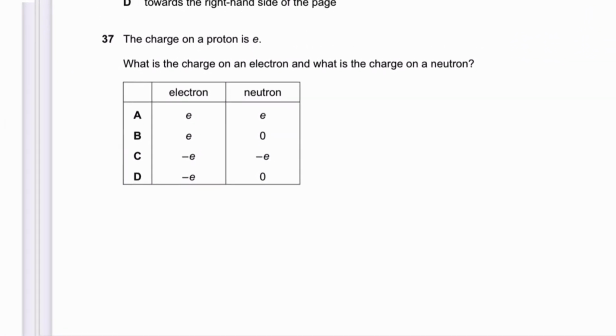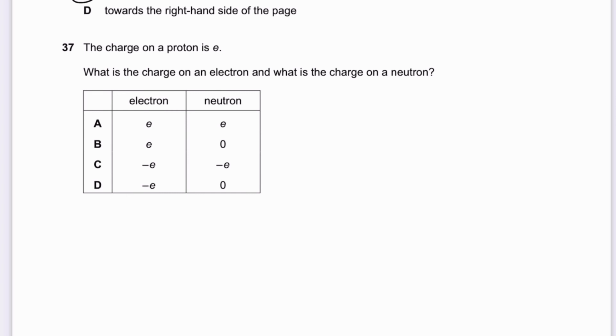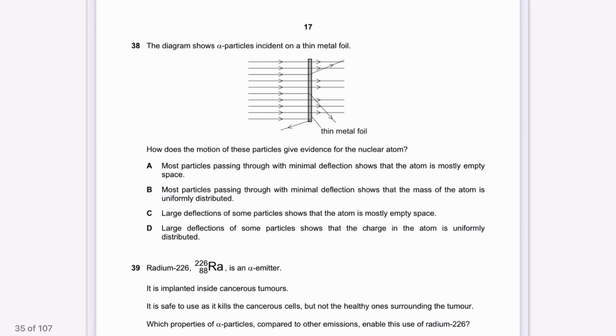37. The charge on a proton is E. So the charge on an electron is minus E because it is negative, and the charge on a neutron is 0. It has no charge. So 37 is D.